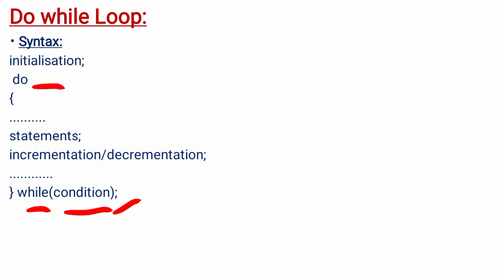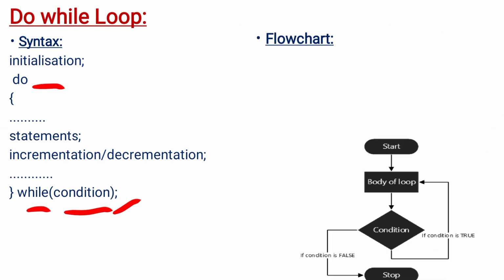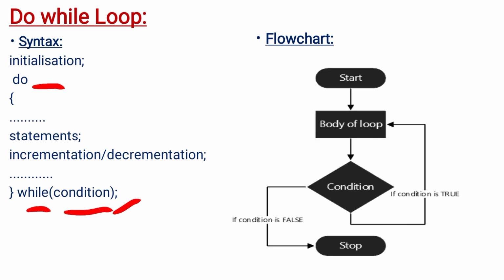Next we will see the flow chart for the do while loop. This is the flow chart for the do while loop. Let's see how the execution process will be done in do while loop.